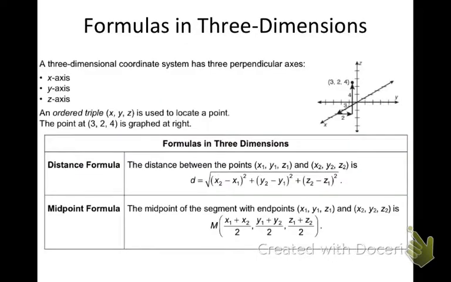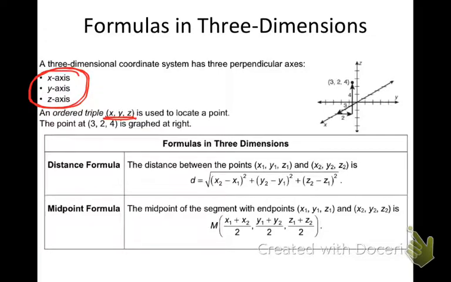All right, the next part we're going to talk about is formulas in 3 dimensions. A 3-dimensional coordinate system has 3 perpendicular axes. There is the x-axis, the y-axis, and the z-axis. You'll get into a lot more depth on this when you get to Algebra 2. This is kind of just a precursor. Instead of ordered pairs, this now gets into what's called ordered triples. x, y, and z is used to locate a point.